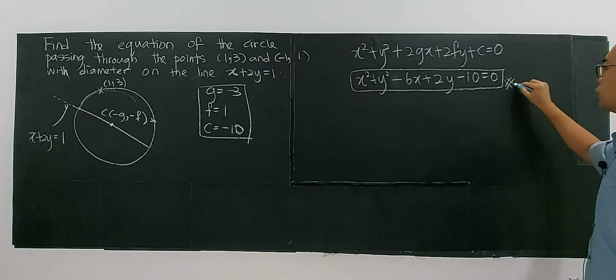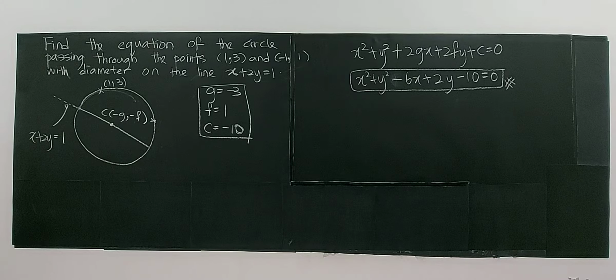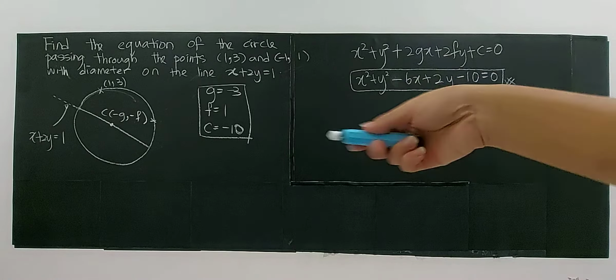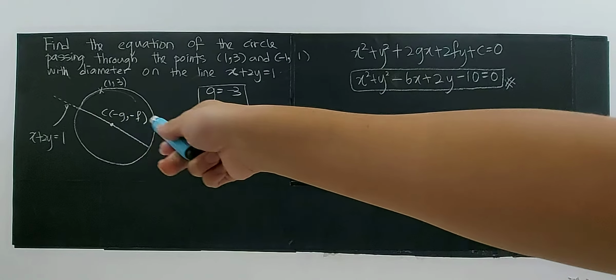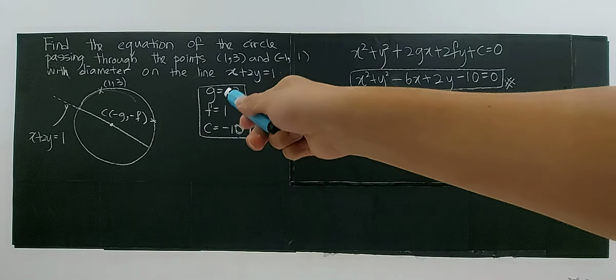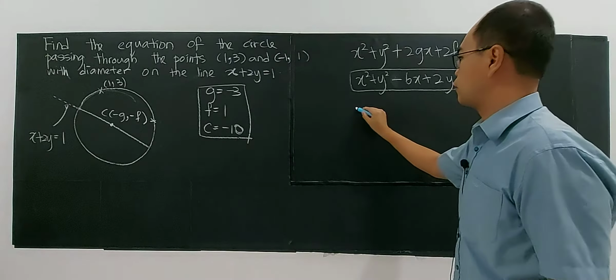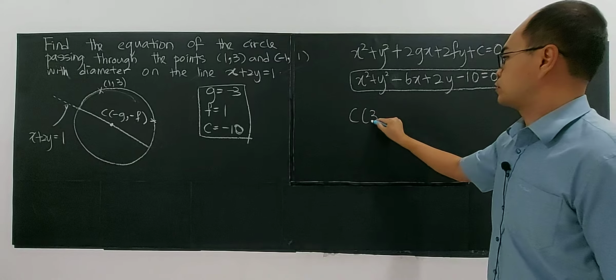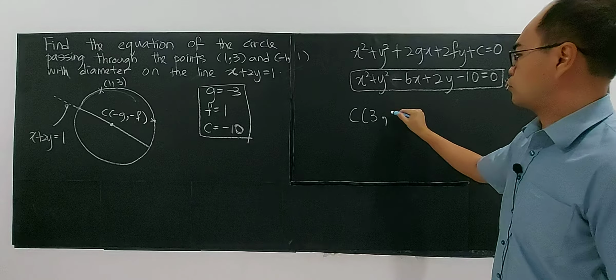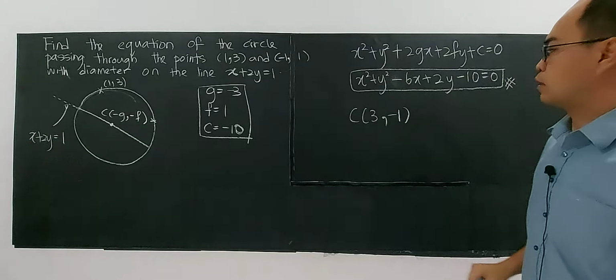So here I am giving the general equation of the circle. I can also find the center of the circle, since I already have g and f. If the question requests the center of the circle, it is very simple: negative g, negative f. So negative g, you will have 3, and for f, you will have negative 1. That is the center of the circle.